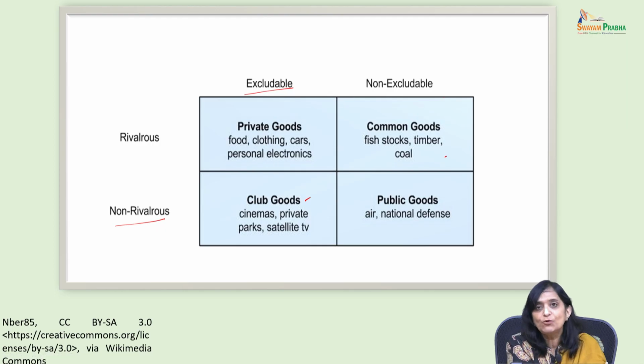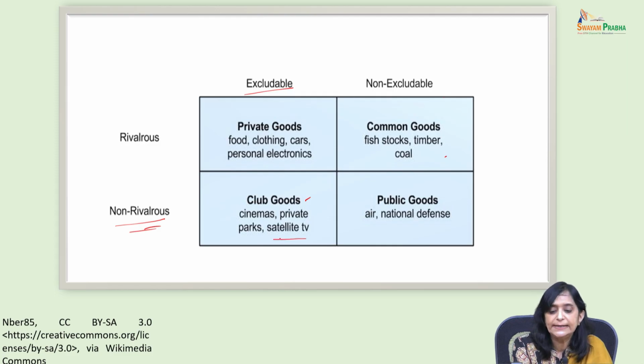Okay, the reason they are called club goods is, for example, if you want to take a club membership, all those who are paying for membership will be using those goods or that service. So we are excluding all those who are not going to pay for the membership of a club. But giving membership to one doesn't reduce the benefits of the others.